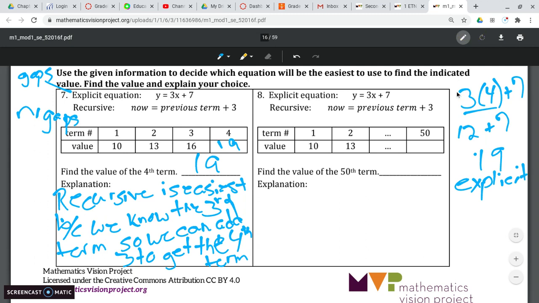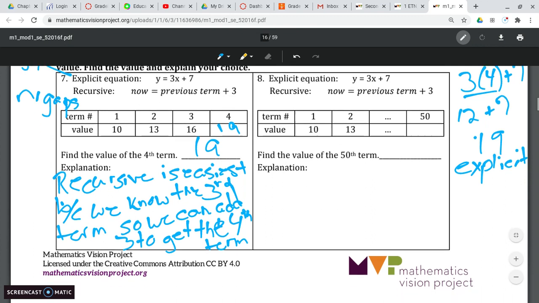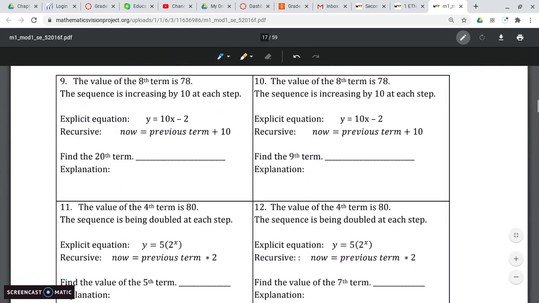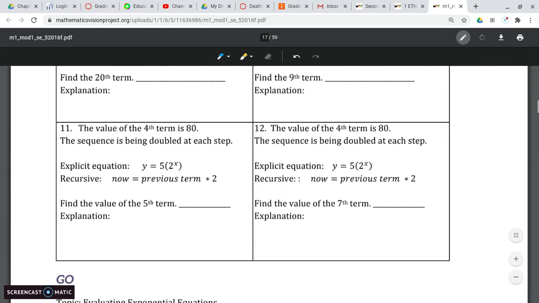Okay, so hopefully that makes sense to you guys. Like I said, recursive is when there's no gaps. Explicit is when there is gaps in the information. And then you're just going to plug it in and solve to find your next term. All right, so that's what you're going to be doing on 8, 9, 10, 11, and 12.